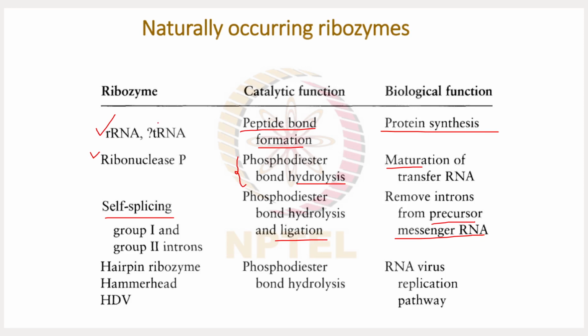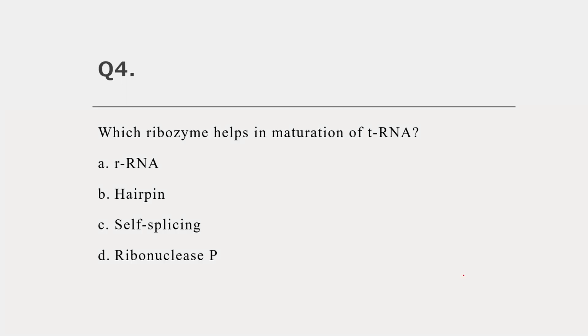Next is the hairpin ribozyme, or hammerhead ribozyme or HDV ribozyme. This helps in phosphodiester bond hydrolysis, the same thing, and is required for the RNA virus replication pathway. We'll be talking about HDV, hammerhead and hairpin ribozymes in upcoming slides, how they help the RNA virus replication pathway. RNA virus means the genetic material of this virus is RNA. So now you got your answer, that is ribonuclease P.